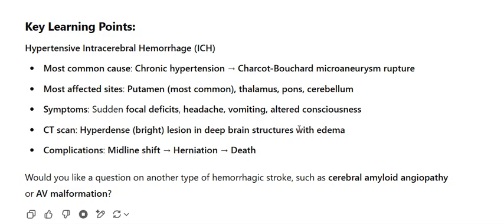Would you like a question on another type of hemorrhagic stroke, such as cerebral amyloid angiopathy or AV malformation?